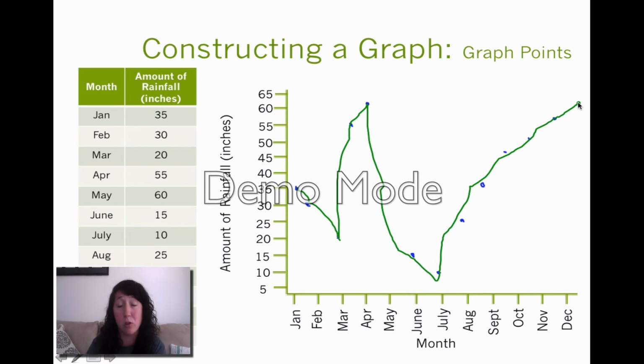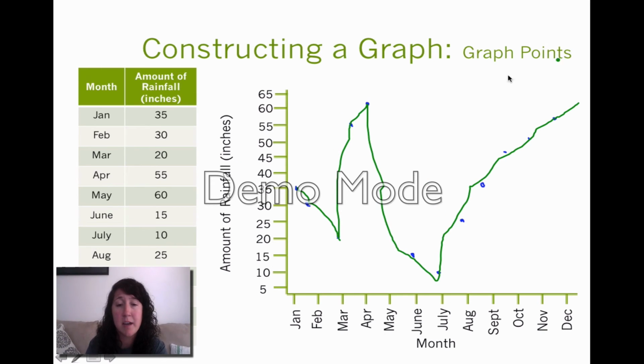So this is what the graph looks like. So we have for each month we can look at, and we have our points graphed that correspond with our table. Now we can look at this graph, and if somebody were to say about how many inches was the rainfall in September, you could look at here and say, okay, September's here. It looks like it was about 35 inches. So we have our points graphed.